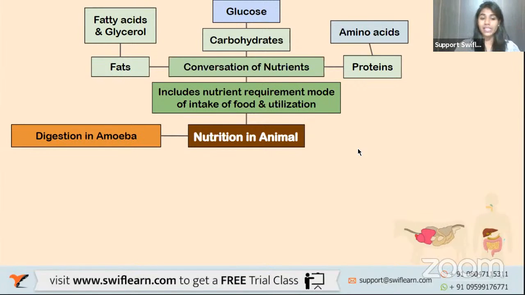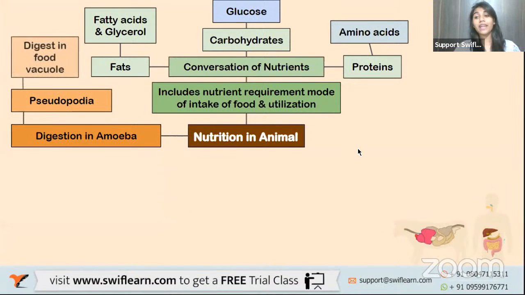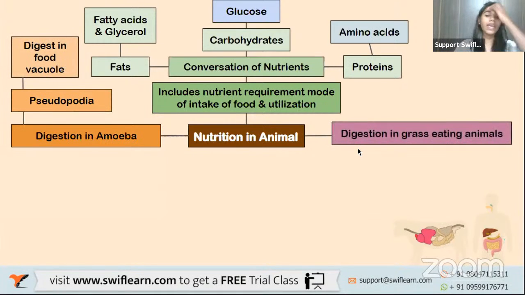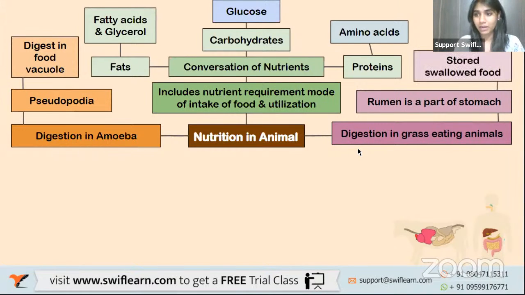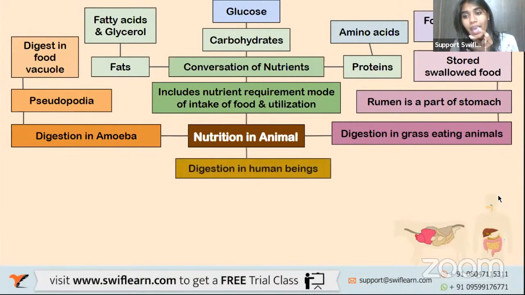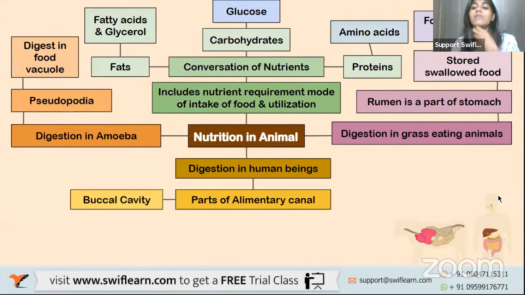Then we learned about digestion in amoeba. We learned about pseudopodia. We learned that amoeba digests food in a food vacuole. Then we learned digestion in grass eating animals, that is ruminants. Why are they called ruminants? Because they have a rumen, which is a part of the stomach. The food that ruminants eat is stored and partially digested in the rumen to form cud. Then this cud later comes back to the mouth and they continue chewing.